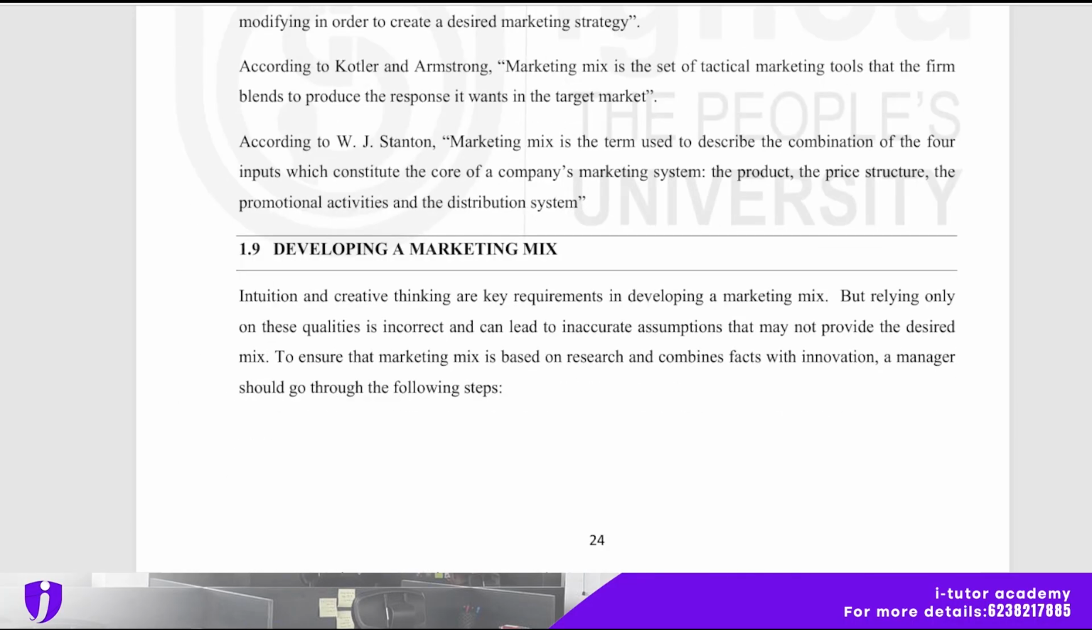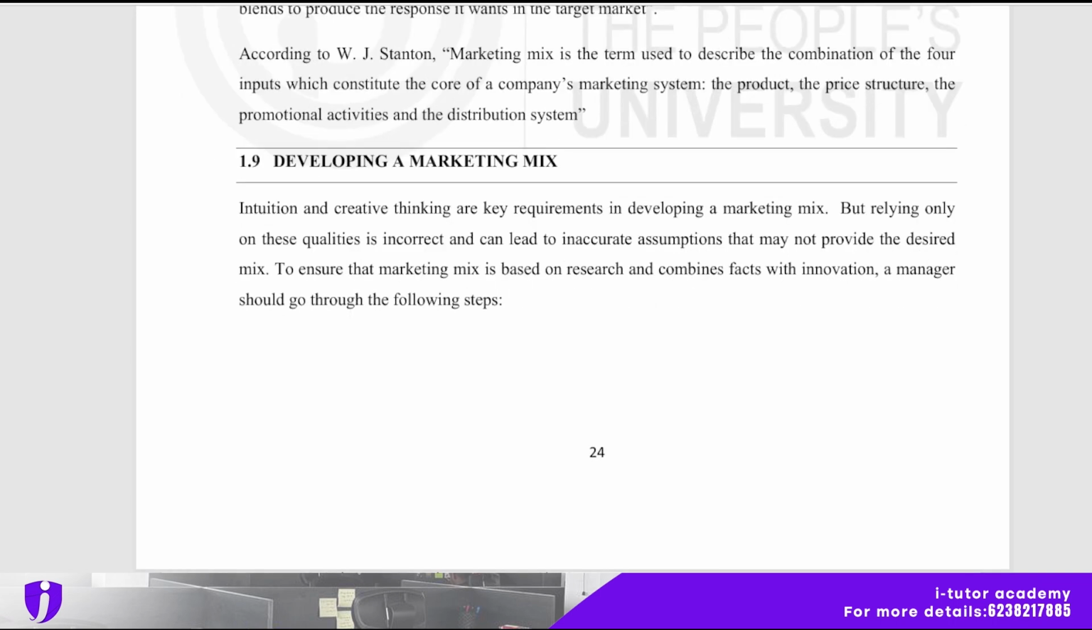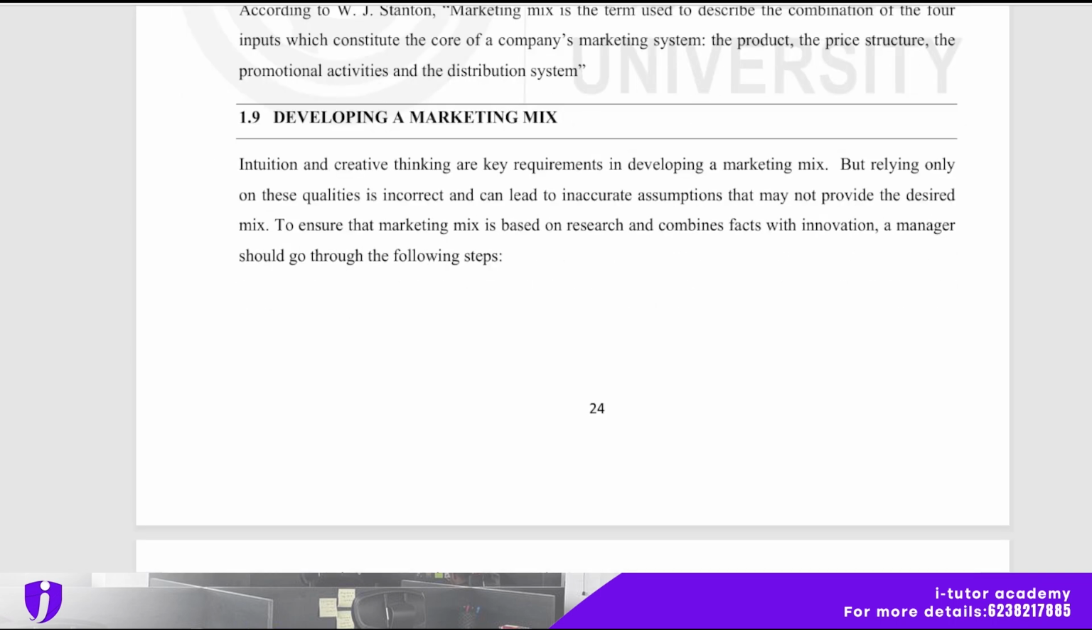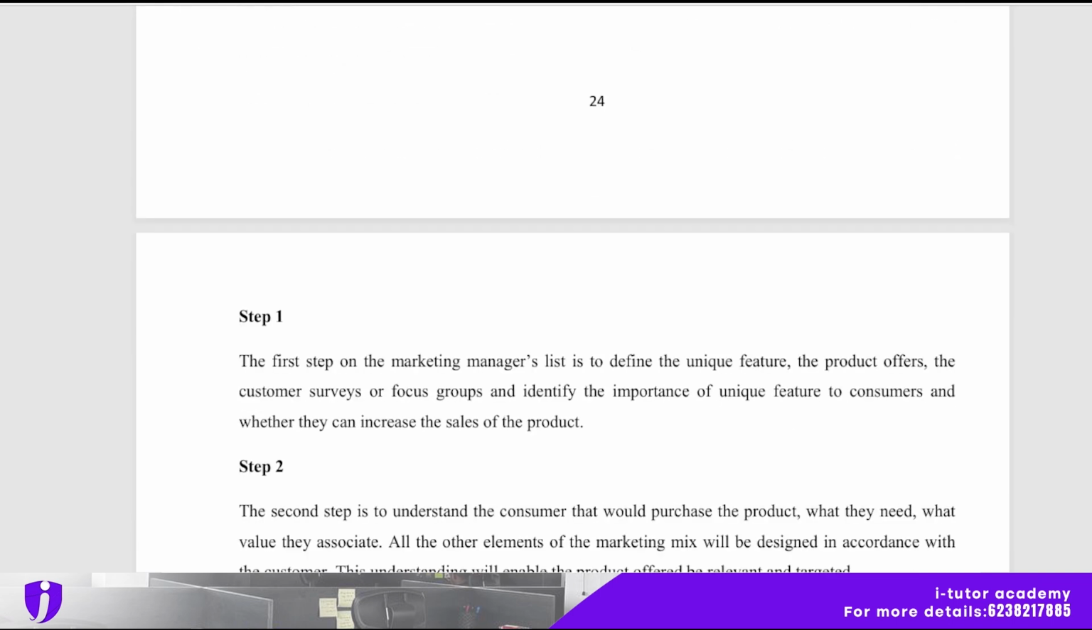Next one is developing a marketing mix. Intuition and creative thinking are key requirements in developing a marketing mix, but relying only on these qualities is incorrect and can lead to inaccurate assumptions that may not provide the desired mix. To ensure that the marketing mix is based on research and combines fact with innovation, managers should go through the following steps.